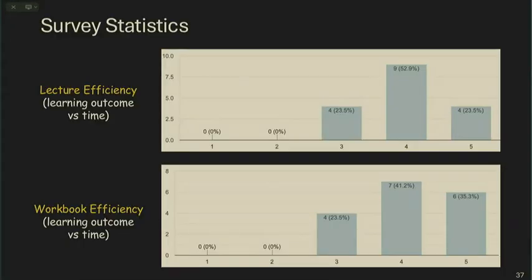All right. So here's your survey result on lecture efficiency and workbook efficiency, which I really like. People generally find both of them to be quite efficient, particularly the workbook, which is where I think most of the learning happens. I hope most of the learning happens in the workbook, not just when you work on the workbook, but also when you check the solutions, read our feedback, and then really develop a full proficiency on the material.